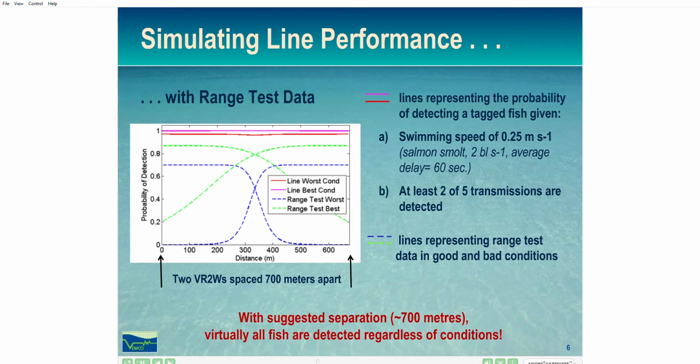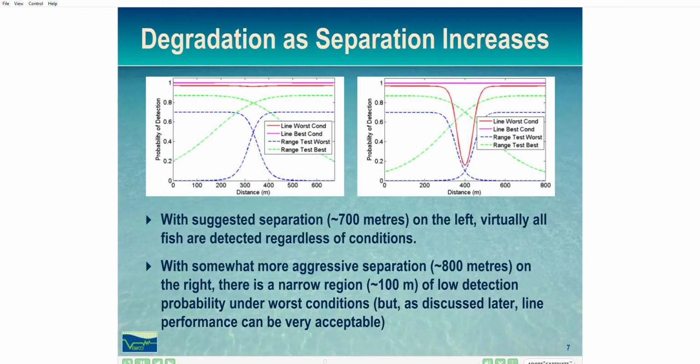As you can see, with a 700 meter spacing, all fish are detected in both good and poor conditions. In this example, a 700 meter spacing would make a good gate design. So now let's see what happens if we increase the spacing.